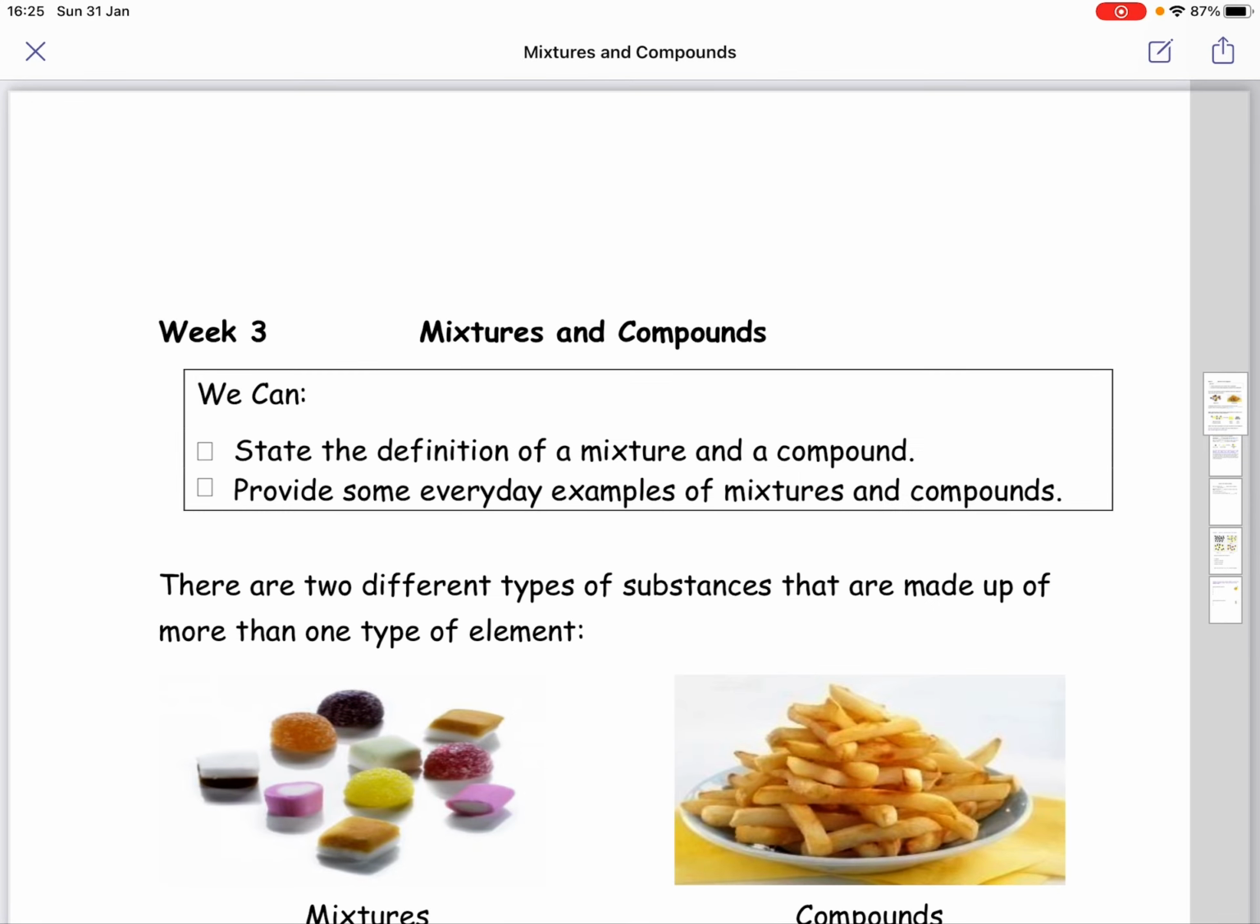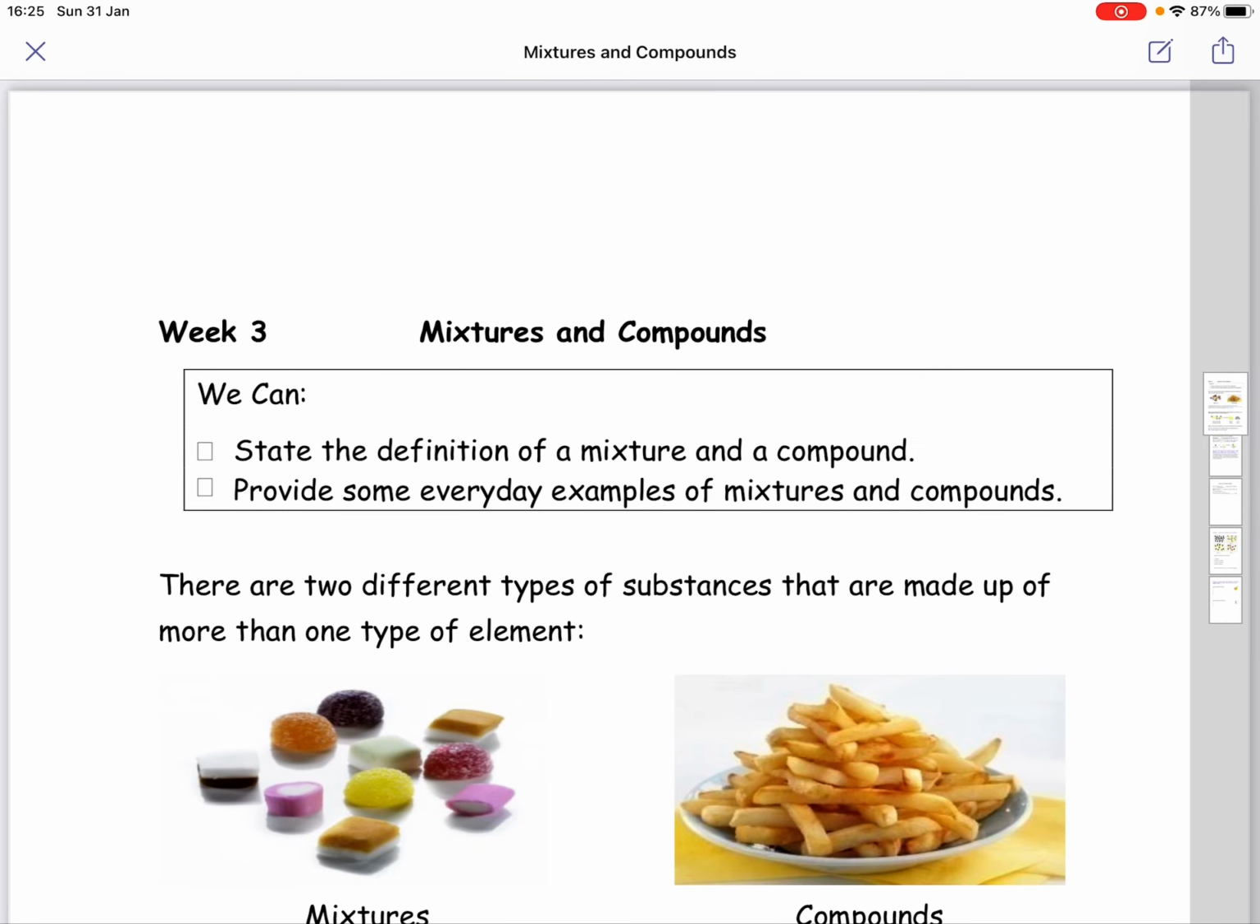Okay, so a kind of way to think about that is that if you had a packet of Skittles and they were all red Skittles, then you could say that's a bit like having an element because they're all the same. Every Skittle is red, so it's like the atoms are all the same.